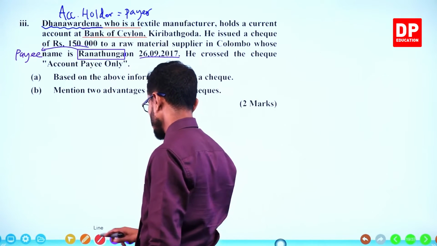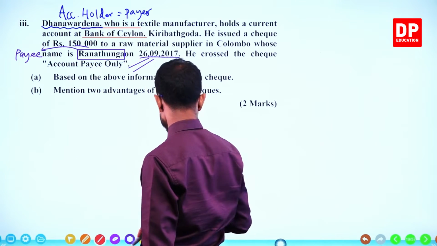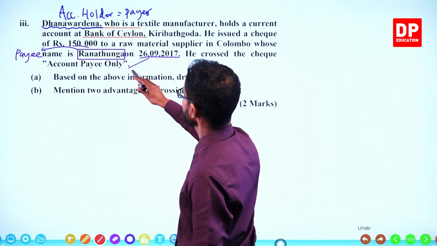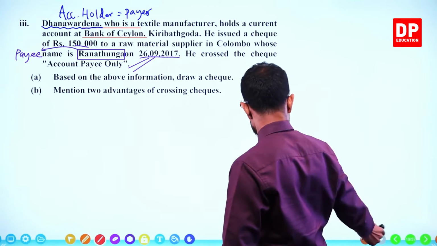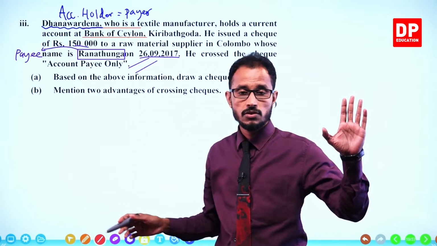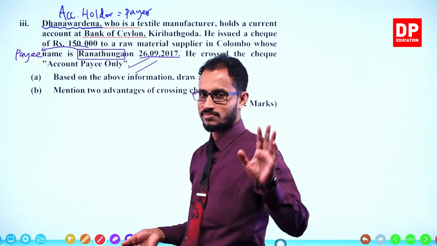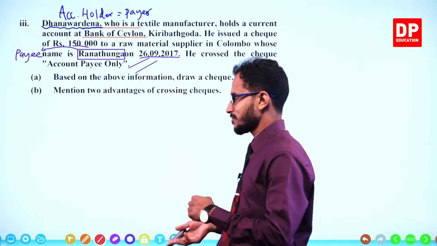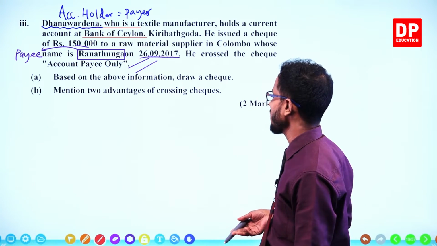There's a crossing. The check should get crossed. He crossed the check, account pay only.